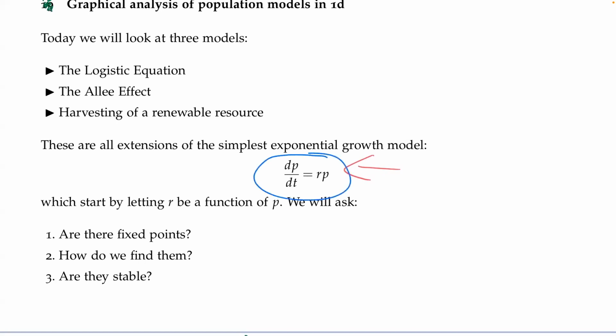It looks something like this if we just have one variable. So for example, dP/dt is equal to some constant r times P. And this is known as an exponential growth model. This is pretty much the simplest model we can have.